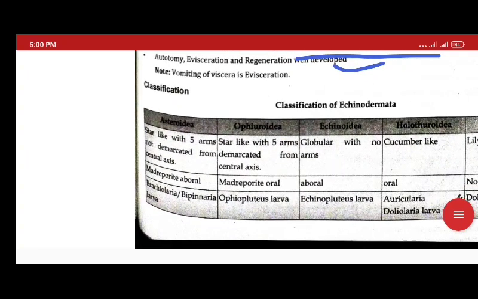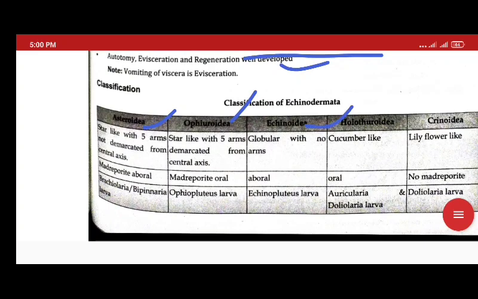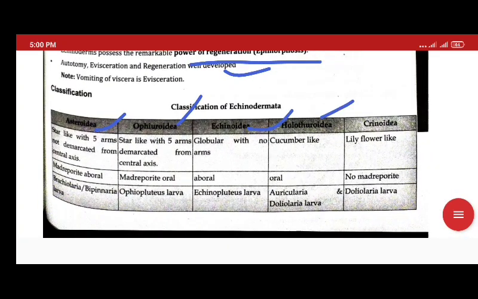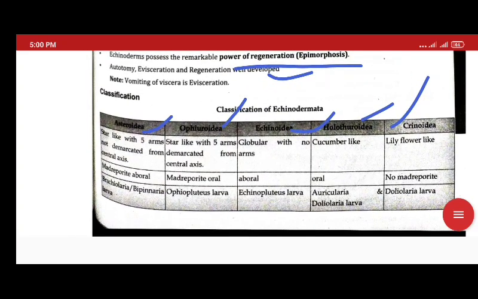We have studied that. Now classification on the basis of larvae. So we have Asteroidea, Ophiuroidea, Echinoidea, Holothuroidea and Crinoidea. In some, the 5 arms are not demarcated from the central axis, and in others the 5 arms are demarcated from the central axis. Now cucumber-like in Holothuroidea, and lily flower-like in Crinoidea.